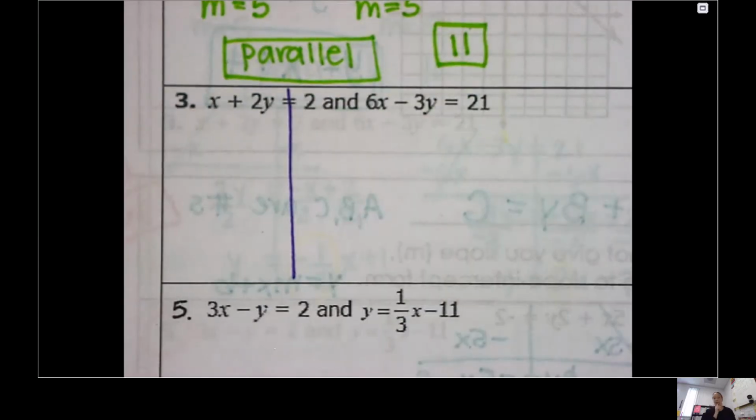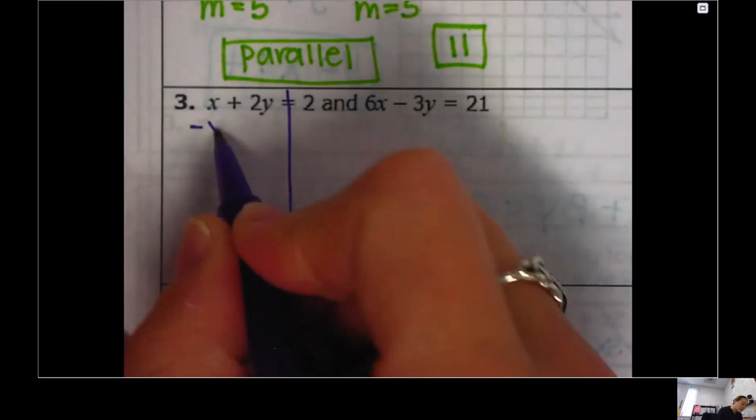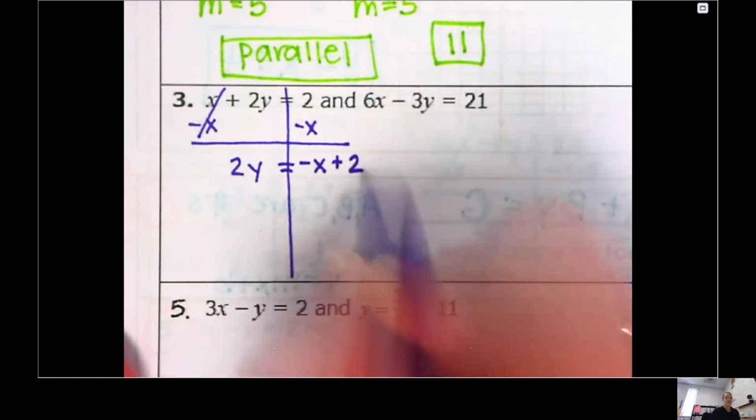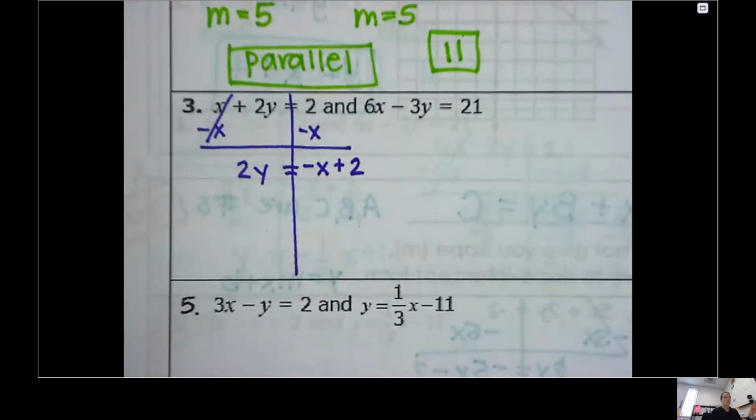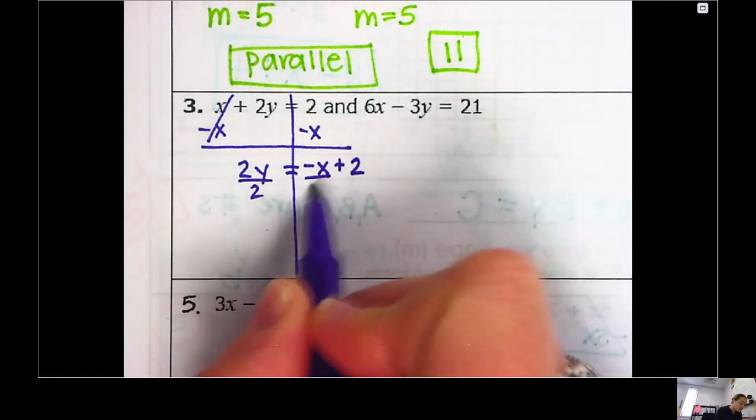All right, so let's look at the first one right here, because we're going to finish this one, and that'll be it. I want to get the y by itself, so what should I do first? Minus the x. Good. I've got 2y equals negative x plus 2. And then what do I have to do with the y by itself? Divide every single thing by 2.